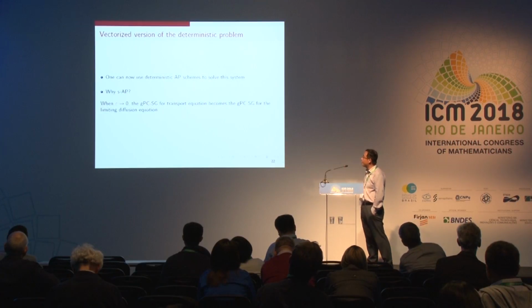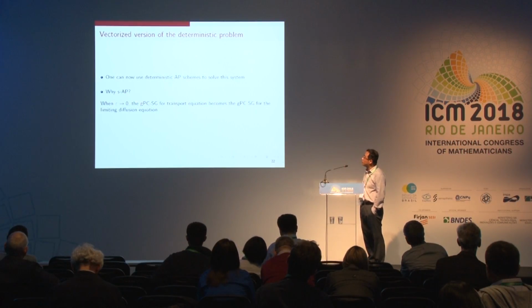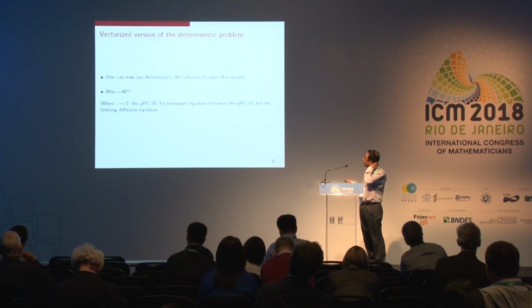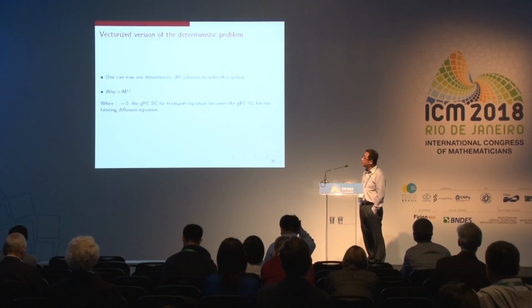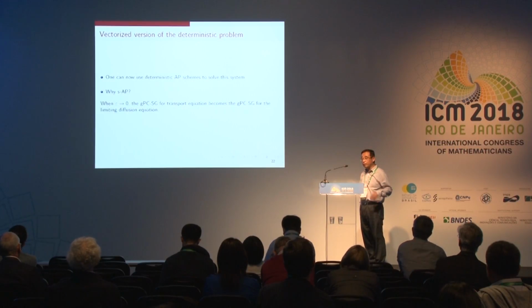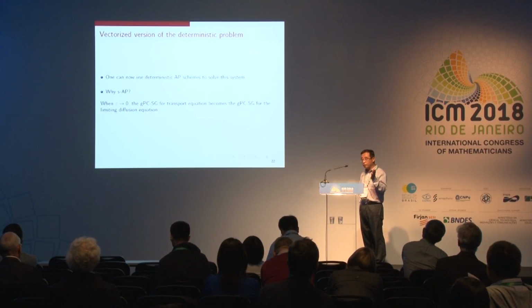So now why is it stochastic AP? Because as I said, if you send epsilon to 0, the stochastic Galerkin for the transport equation automatically becomes stochastic Galerkin for the diffusion equation. This means that you can choose the parameter, the polynomial degree, independent of epsilon.